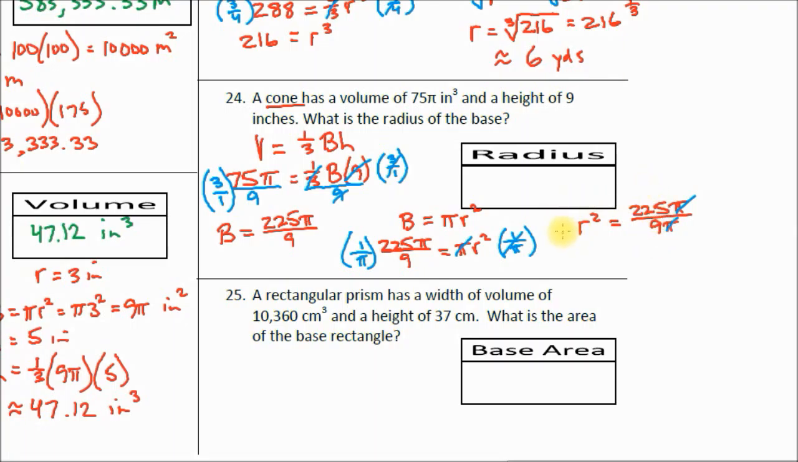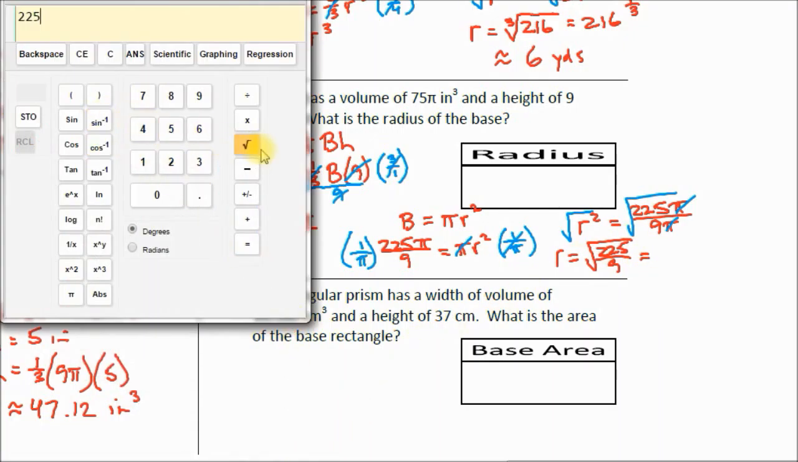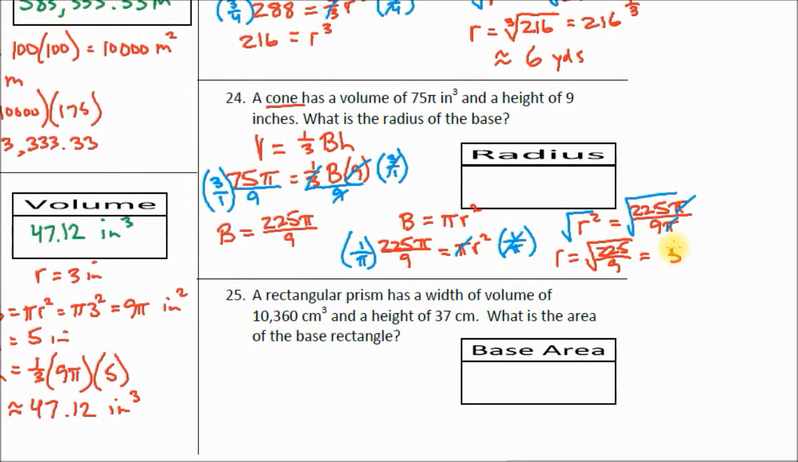I'm going to square root both sides. And square root cancels the square. And I've got r is equal to the square root of 225 divided by 9. Let's put that on our calculator. The square root of parentheses 225 divided by 9, close parentheses, equal, and my answer is exactly 5. So the radius is exactly 5, and the unit of measure is inches.